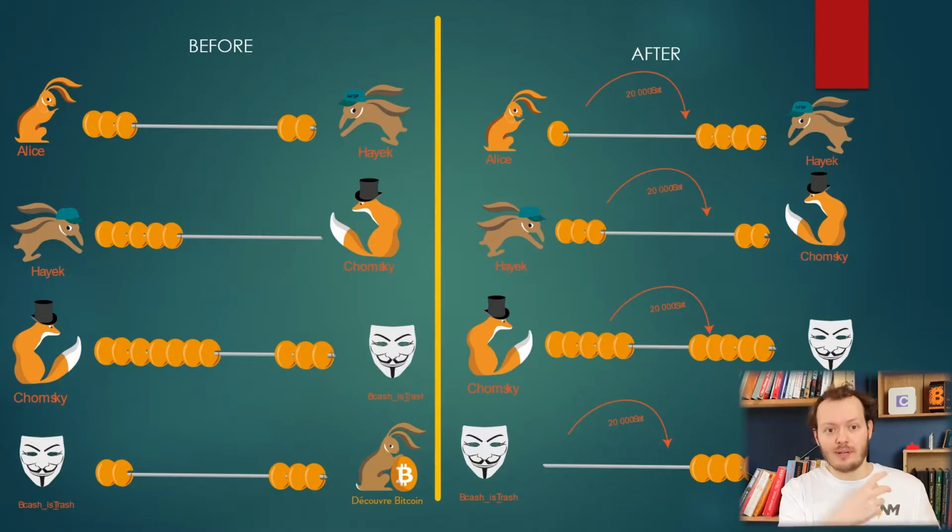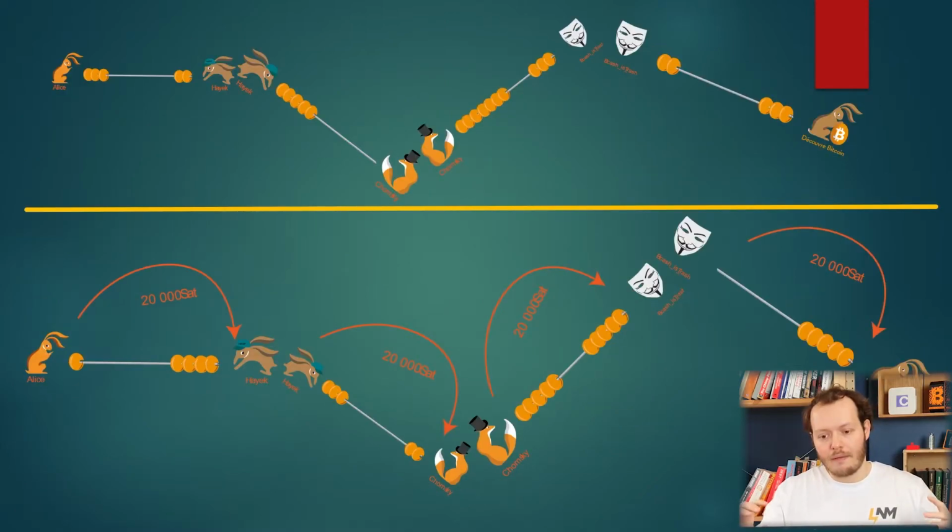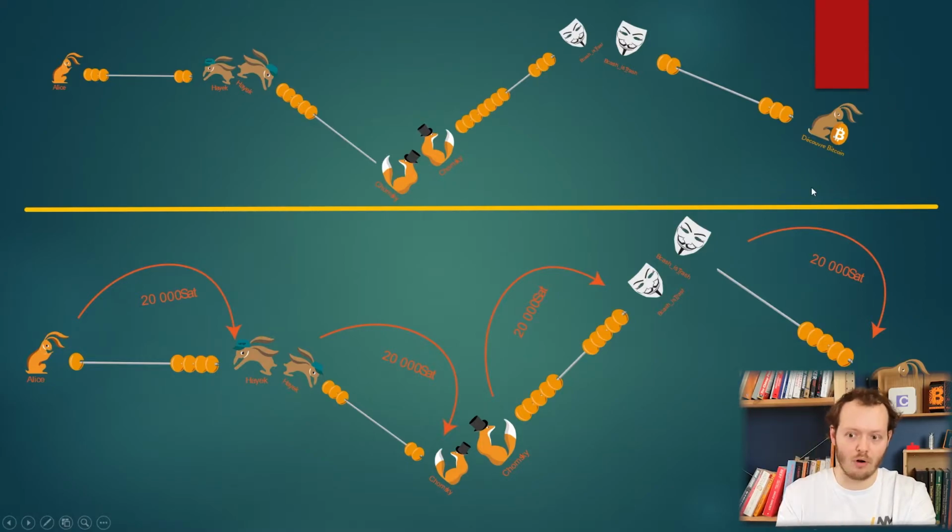So let's see how it works. Like I said, the liquidity needs to be there in order to work. And even though this graph explains it well, I believe the next one explains it better. At the top, or here on the left, whatever you want, you have the current state of the Lightning Network balance of liquidity between each channel. Meaning that me, Alice, is connected with Hayek. Hayek is connected to Chomsky. Chomsky to Bitcoin. Bcash is trash, and Bcash is trash is connected to Découvre Bitcoin or LN Market or whatever.